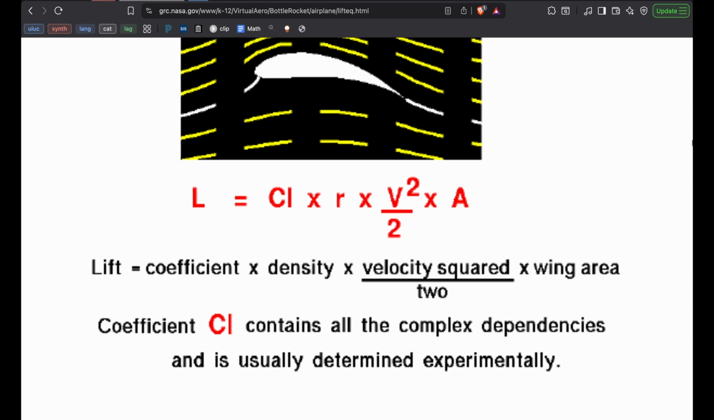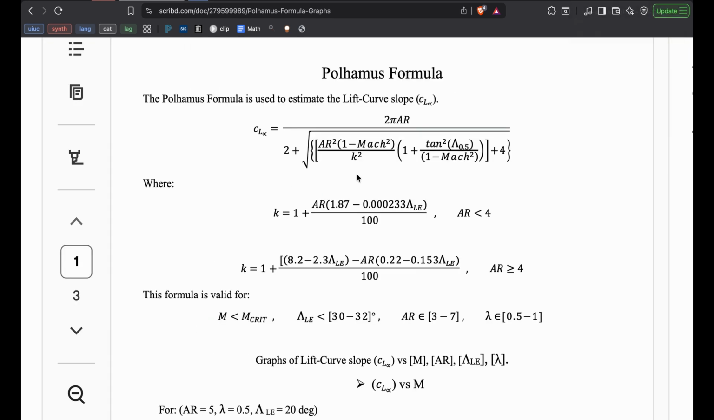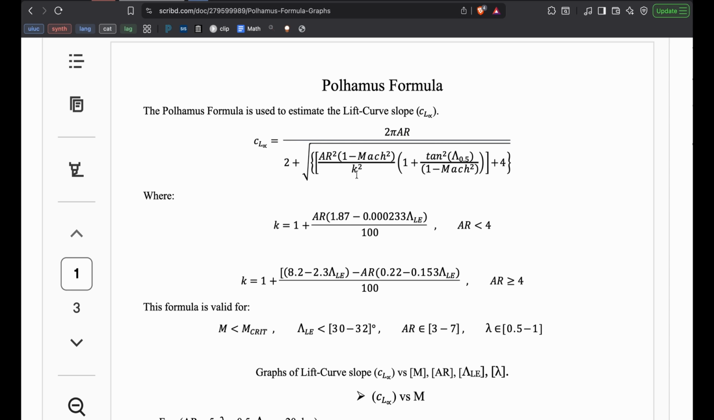And the bright spot is there is. Meet the Polhamus formula. It is written by Edward C. Polhamus, a very famous NASA scientist, and it is used to estimate. It's not a guarantee that it's perfectly accurate, but a very nice estimate of your coefficient of lift, given that your plane flies under Mach 1. I'm assuming that your RC airplane won't go past Mach 1, so I think this is very applicable.